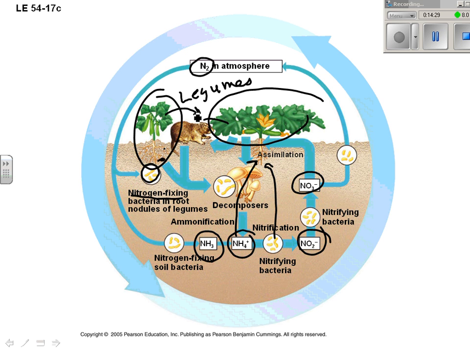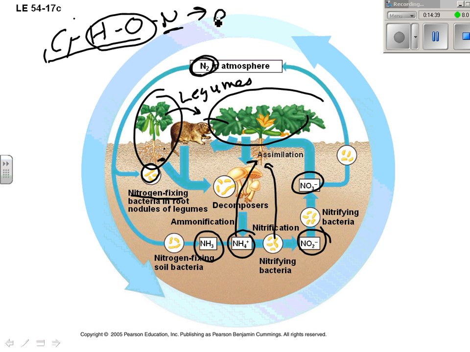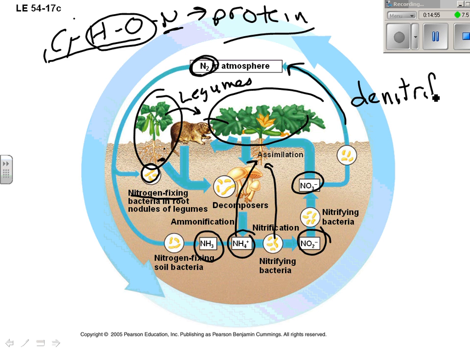And now the animal, what do we use nitrogen for? Let's review that. Nitrogen, carbon, hydrogen, and oxygen are all important. Nitrogen is a really important part of proteins. In fact, you can't make proteins without it. And DNA. So we have to have the ability to fix nitrogen. There's also the ability to put it back, called denitrification. And there are bacteria in the soil that do that also.